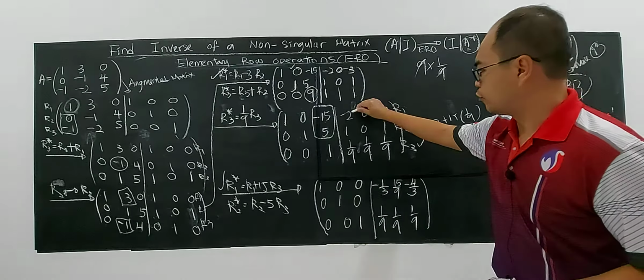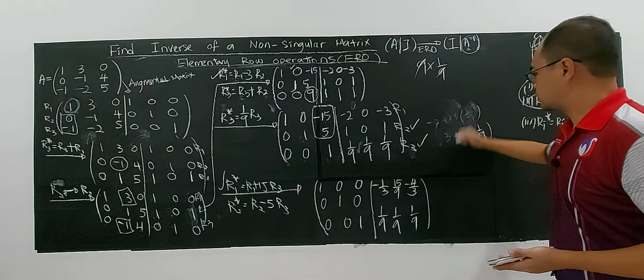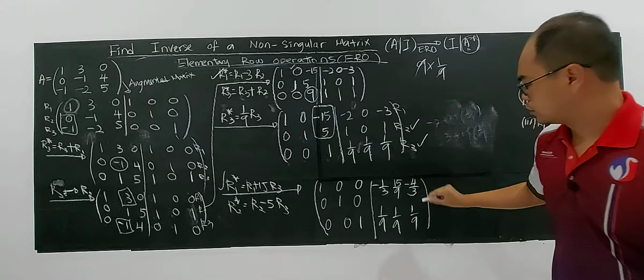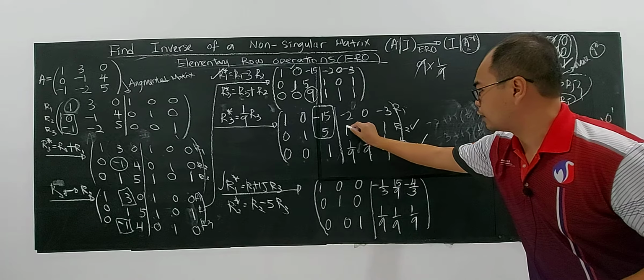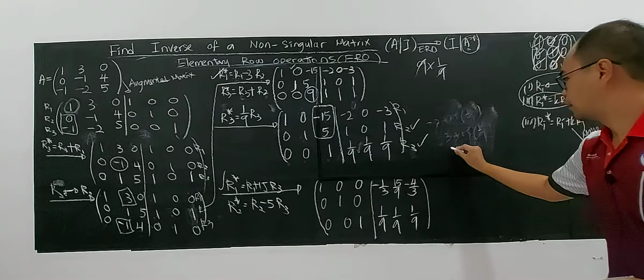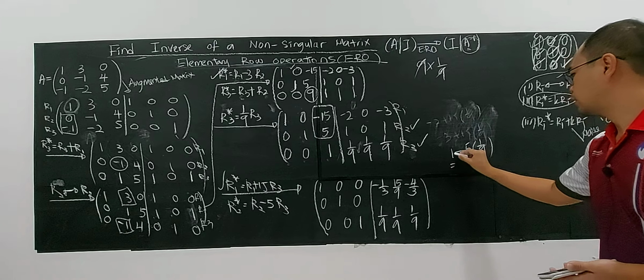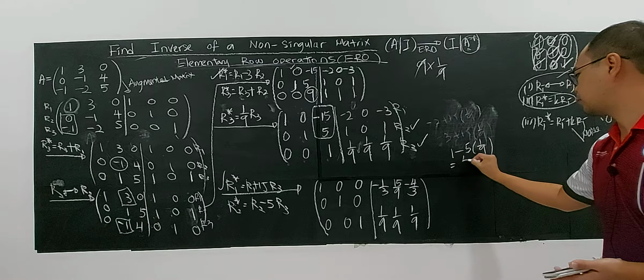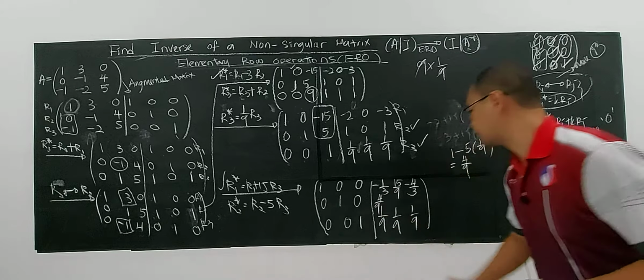Alright, so now go for the second row and third row. So for this, you have 1 and 1 over 9, right? 1 minus 5 times 1 over 9. So you will get how many? 9 over 9 minus 5 over 9, you will get 4 over 9, right? Here you have 4 over 9.